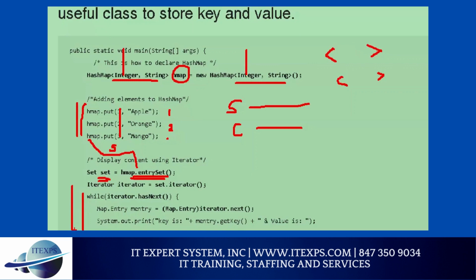Now, when you are doing the looping, you're iterating. Iterating means one by one. So you're looping and looping. This concept is called iterate. Iterate means loop.